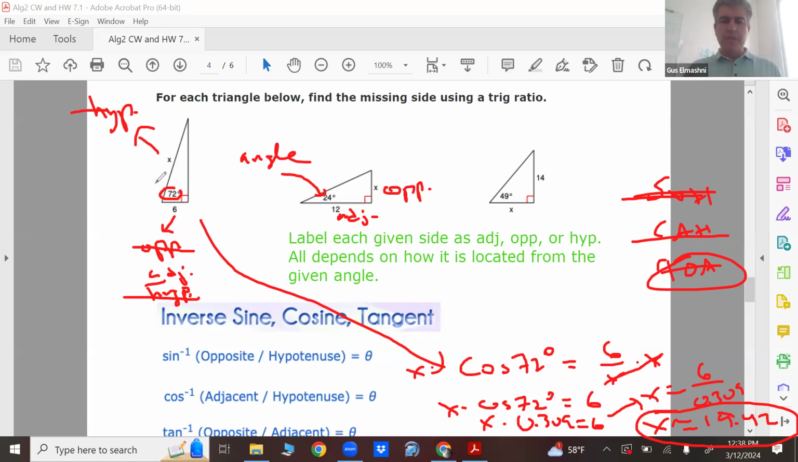And it should be bigger than 6, right? It should be bigger because it's the biggest side. If you messed it up and it's 6 times 0.309, you get a smaller number. You know there's a mistake because the hypotenuse can't be less than 6. It's got to be more than 6.